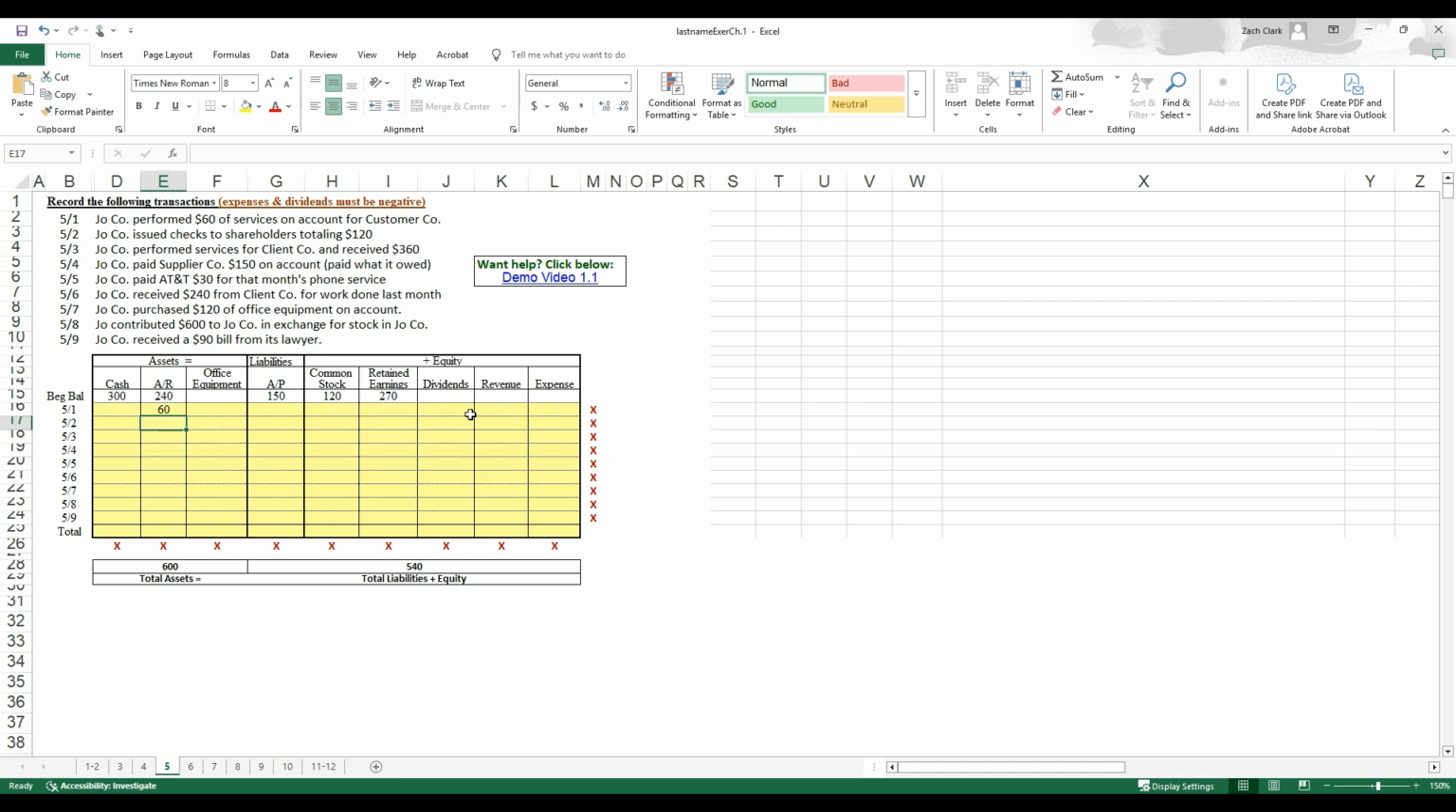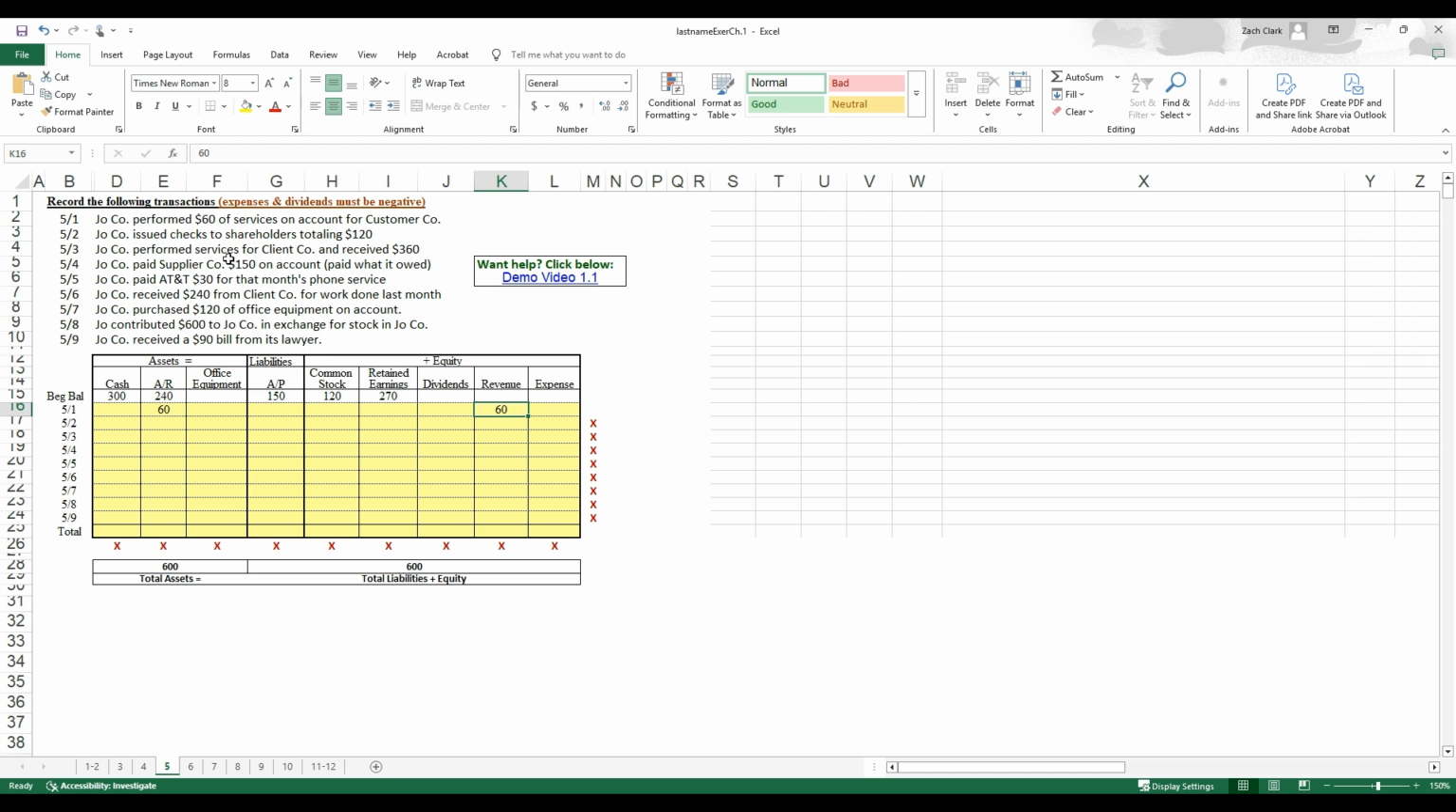And so what we want to figure out is, where do we record that? Earning money from providing services is essentially the definition of revenue. And so when we input revenue as our increase, you'll see our red check mark go away. So we've answered that problem correctly, and we're on to the second transaction.